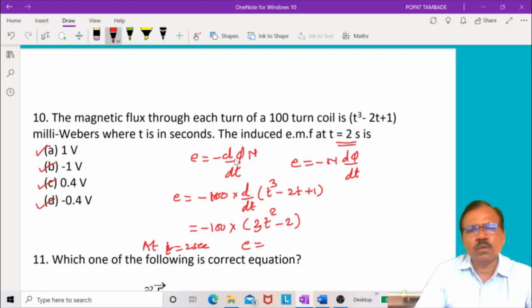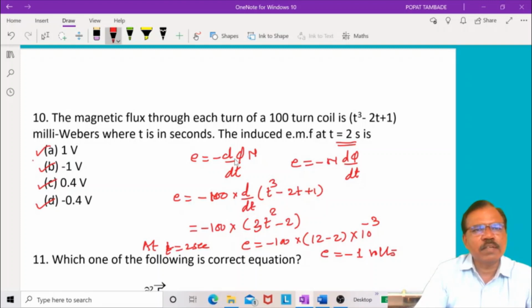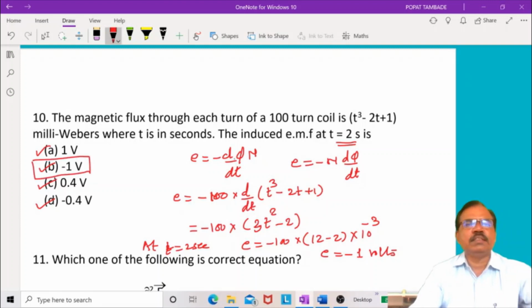So E is equal to minus 100 into 3 into 4, that is 12, minus 2, but it is in milliweber, so we will multiply it by 10 raised to minus 3, because we have to take it in webers. So we get E is equal to minus 100 into 10 raised to minus 3, that is minus 1 volt. So here the second one is correct. E is equal to minus 1 volt.